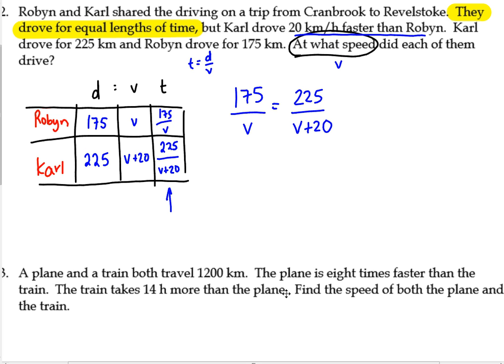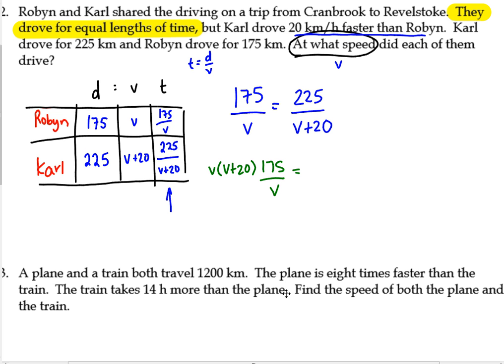Okay, so solving for v, what would we do to solve for v? Do we need a common denominator? Or do we multiply both sides by the common denominator? Multiply everything by the common denominator. We want to get rid of the fraction. So what would be the common denominator? V times v plus 20. So let's multiply both sides by v times v plus 20.